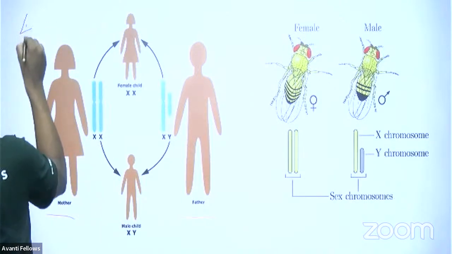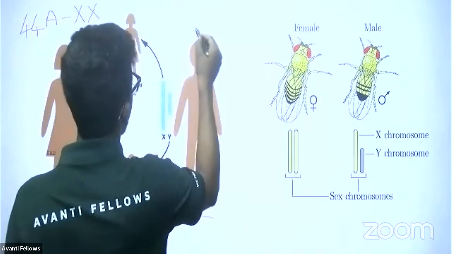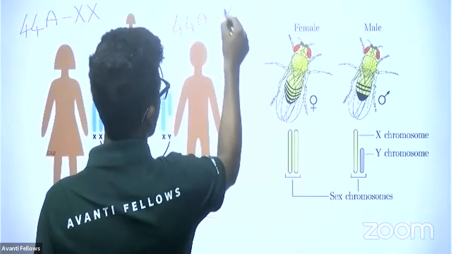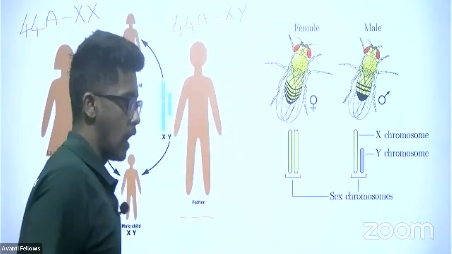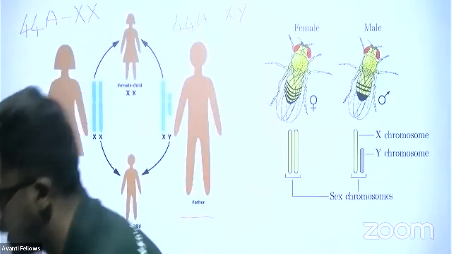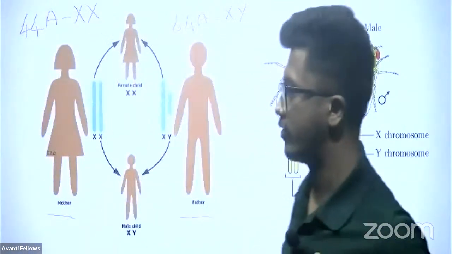So she will have what? 44 autosomes. And then what she will have? She will have XX. And what will the father have? Father will have 44 autosomes, and then he will have XY, 46 chromosomes. Correct, no, guys? Now, some of you might be wondering what is an autosome and what is a sex chromosome. Okay, can somebody tell me what is an autosome? Use your chat box. Can some of you guys tell me what is an autosome? Do we have an answer? Okay, I'll wait for your answer. Let's see if somebody gives me an answer.